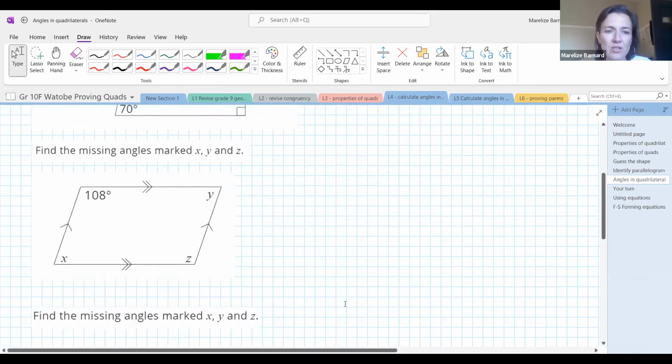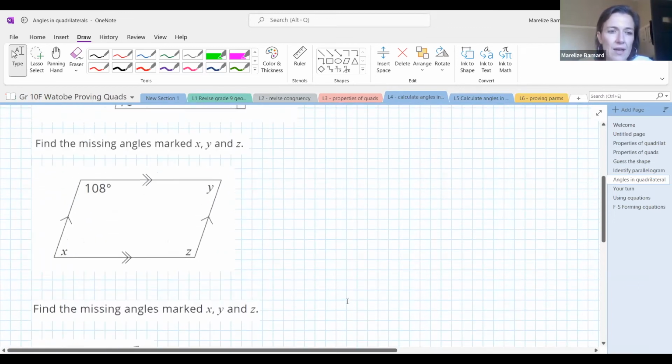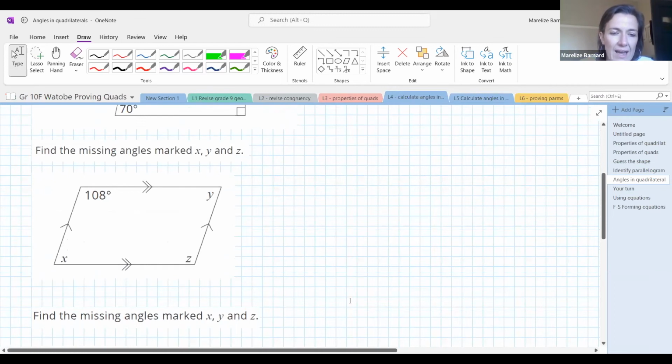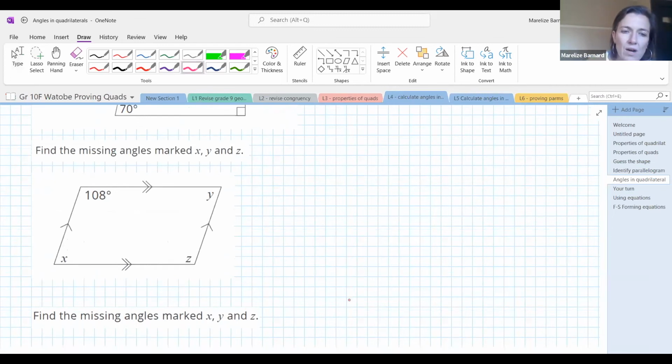Okay, let's go on to the next question. And now I want you to work on it for a bit. We are going to find the missing angles marked X, Y, and Z. So before we start, the first thing we need to do is identify the shape. And once you have identified the shape, I want you to say why it is that shape. So put in the chat, what shape is this? And give a reason why.